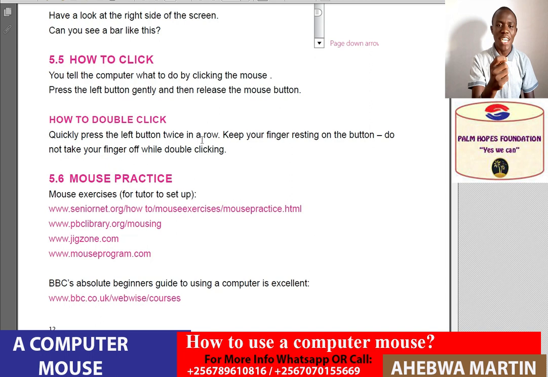Then how to double click? Quickly press the left button twice in a row. Pressing the left mouse button twice is what we call double click. Keep your finger resting on the button. Do not take your finger off while double clicking.